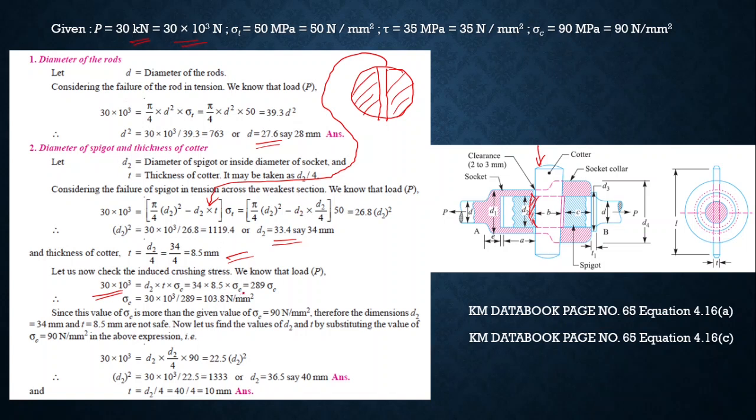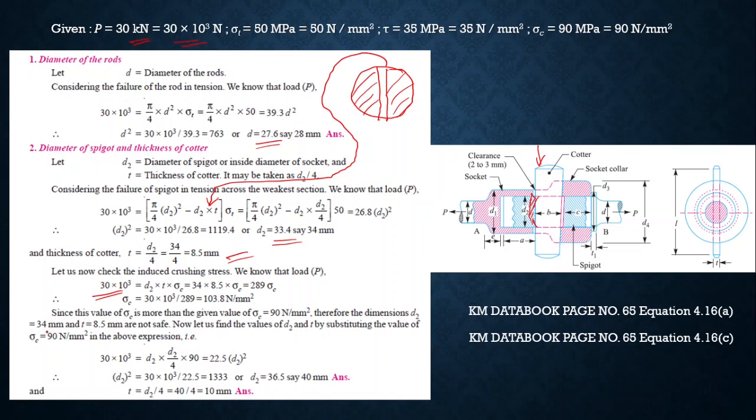And that's equal to, here again sigma c is given. Allowable sigma c is already given, and we can find out the induced sigma c by using this equation, that sigma c is equal to 103.8 Newton per mm square. Then we have already given the allowable crushing stress as 90 Newton per mm square. Then we can find out that the allowable crushing stress is less than the induced one.